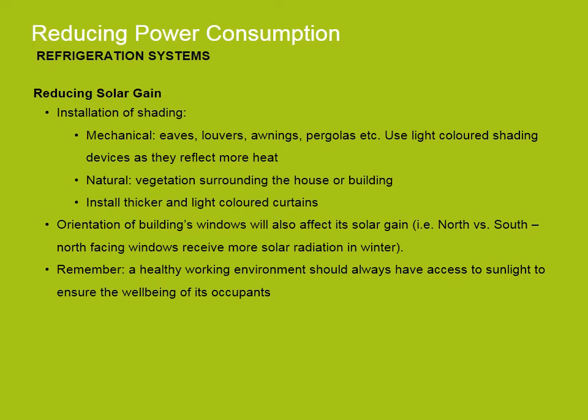The orientation of a building's windows will also affect its solar gain. For example, northern windows receive more solar radiation than southerly windows in Australia, and more in winter than in summer. However, it is important to remember that a healthy working environment should always have access to sunlight to ensure the well-being of its occupants.